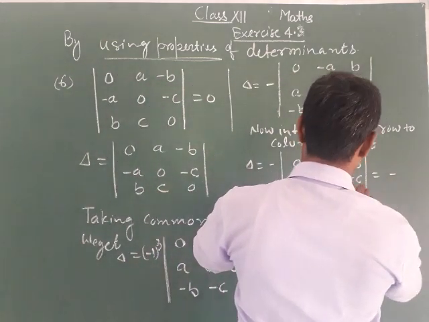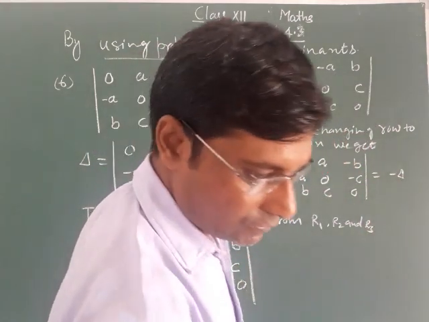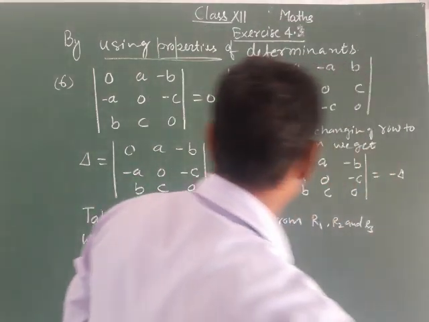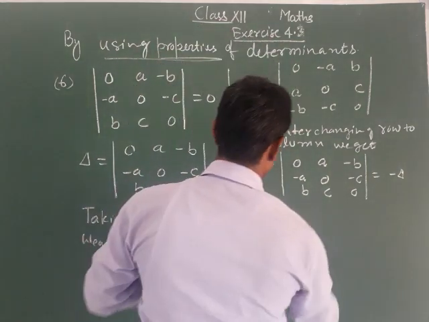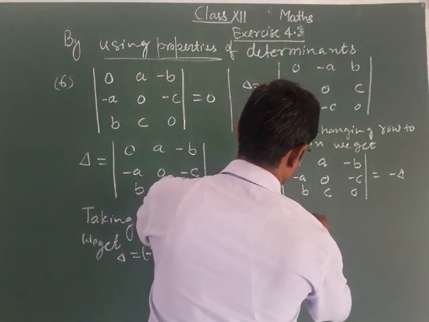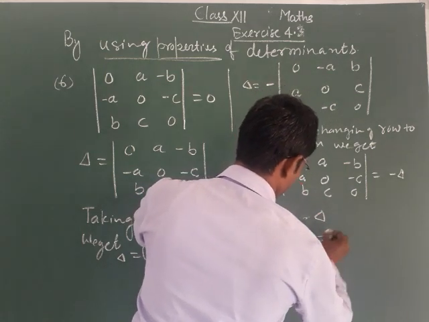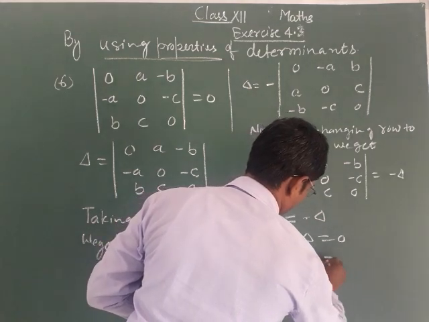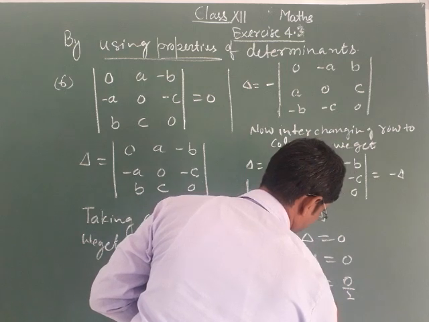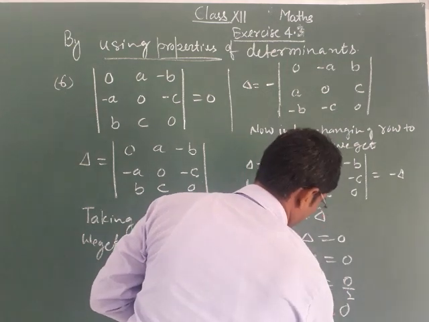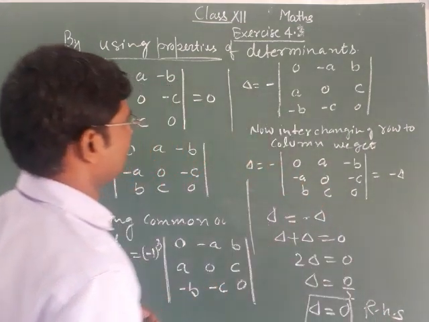So now this is delta. So delta is equal to minus delta, delta plus delta is equal to 0. So 2 delta is equal to 0, delta is equal to 0 by 2, delta is equal to 0. The determinant will be 0, which is the RHS. That's all.